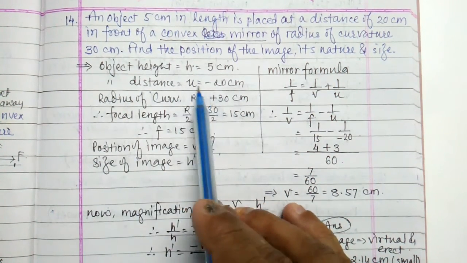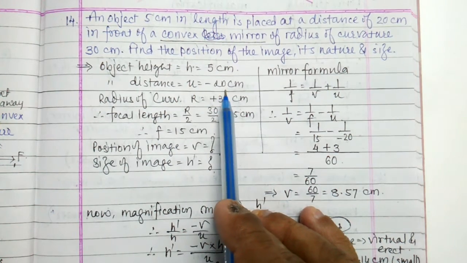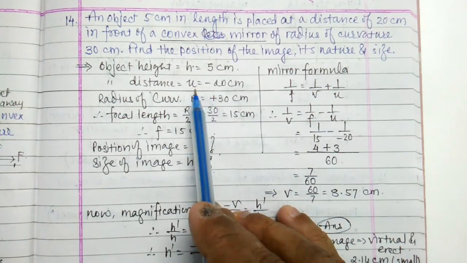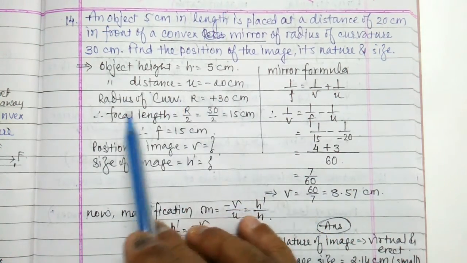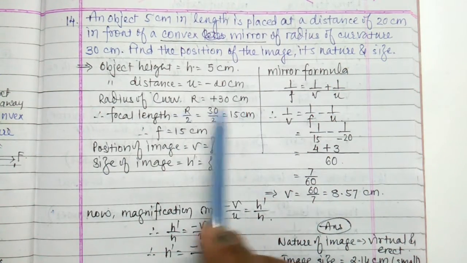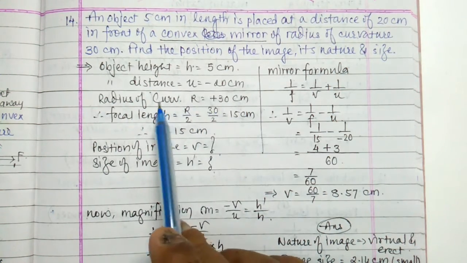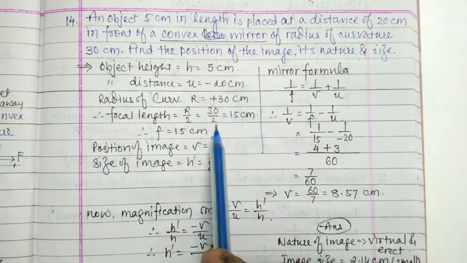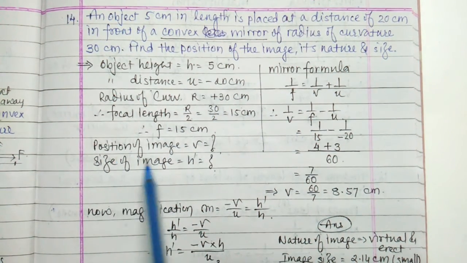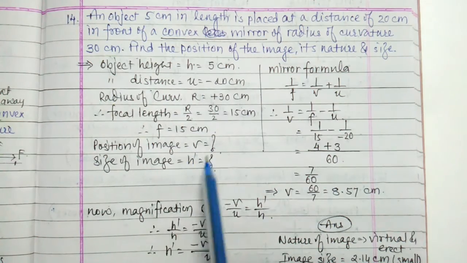Object distance u is equal to minus 20 centimeter because according to sign convention the object distance is always negative. Radius of curvature for a convex mirror is positive, plus 30. Focal length is also positive, it is half of the radius, 30 upon 2 is equal to 15 centimeter. Now the position of the image and size of the image should be found.